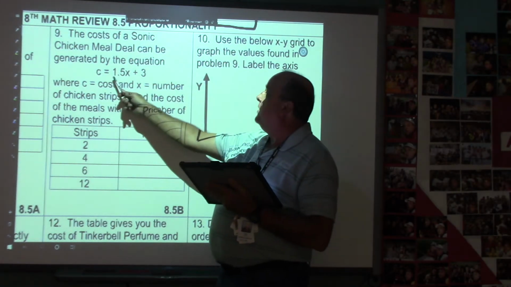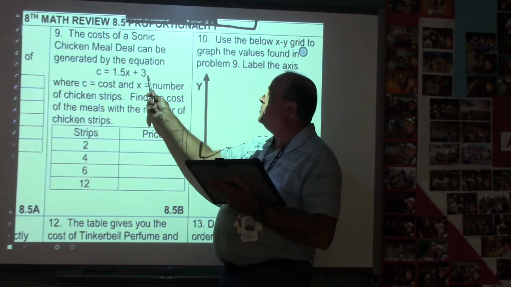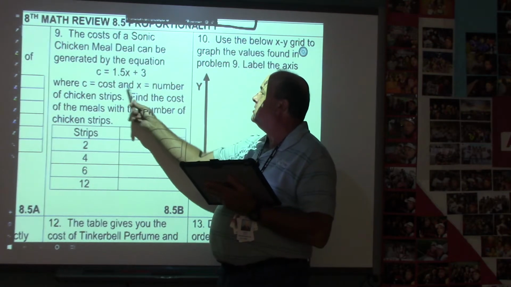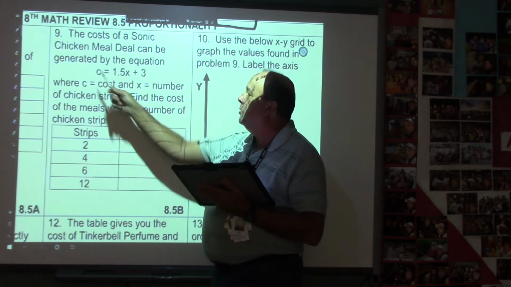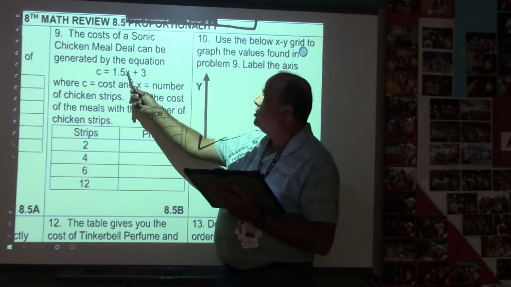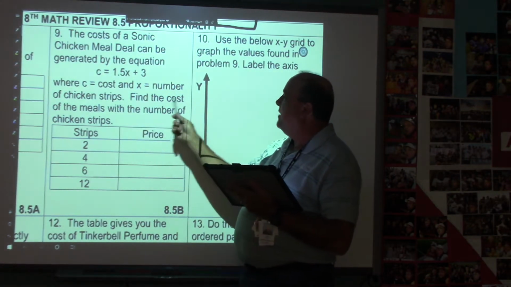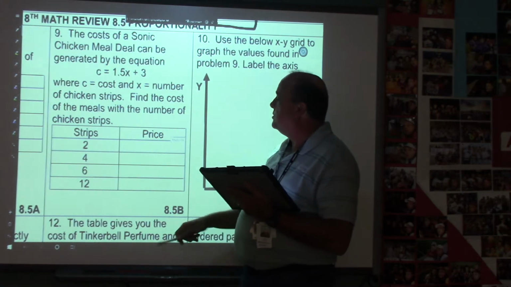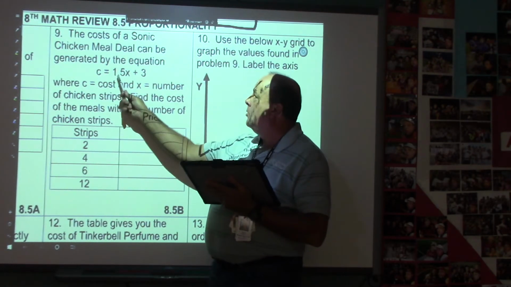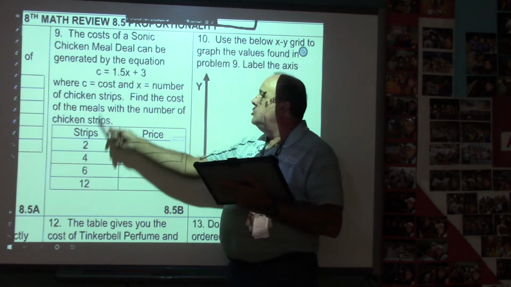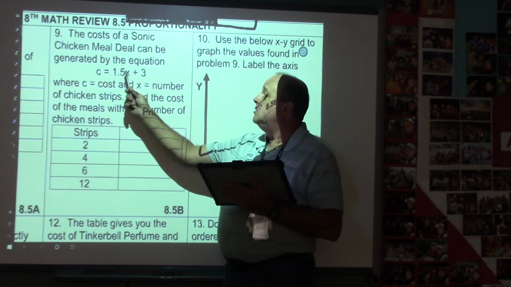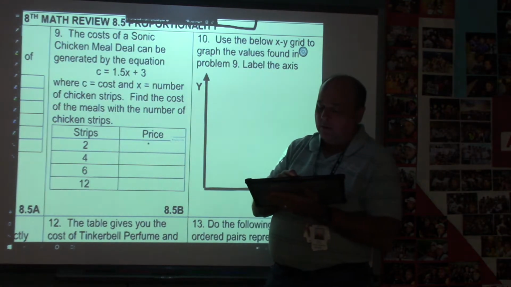Can be generated by the equation C equals 1.5x plus 3, where C is cost and x is the number of chicken strips. So this is our input and our output will be the cost. So this will be our domain, this will be the range. Find the cost of the meal with the number of chicken strips. So basically we're going to take this number, multiply it by $1.50 and add 3. Okay? So 2 times $1.50 would be $3 and 3 plus 3 would be 6, wouldn't it?